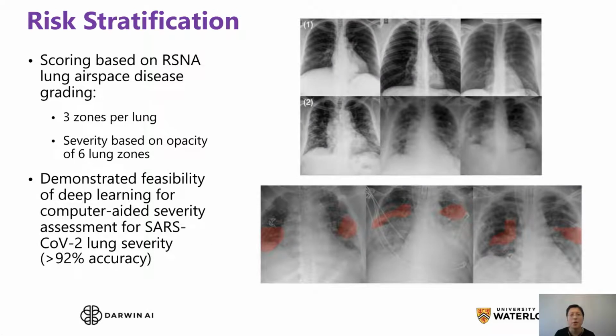And so based on this, what we also did was build a second system that is based around the scoring from the RSNA lung airspace disease grading. So based on 3 zones per lung, as well as severity based on the opacity of the 6 different lung zones, and using this information, we were able to demonstrate the feasibility of deep learning for computer-aided severity assessment for SARS-CoV-2 severity. We have greater than 92% accuracy, and we're continuing to improve our systems and explore based on these very promising directions.